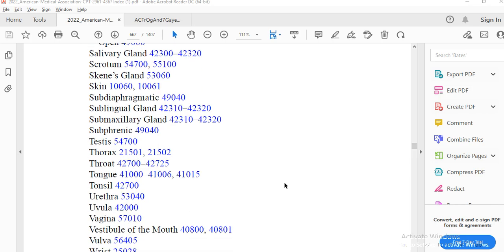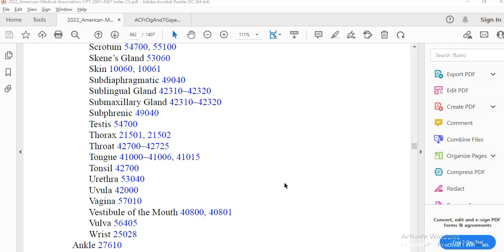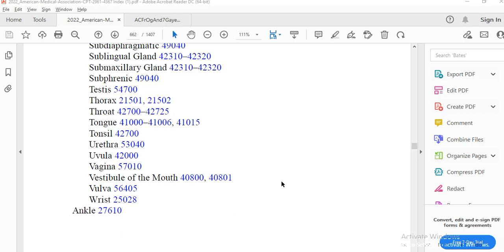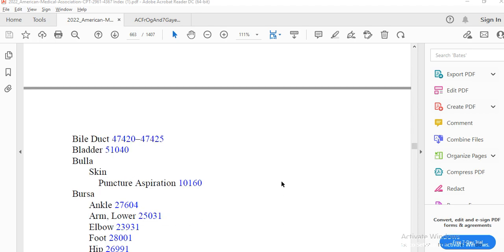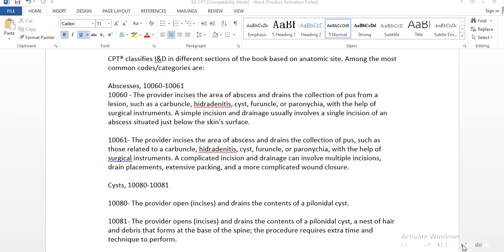Vagina is most important, and uvula, vulva, wrist also sometimes important. Even we have ankle also, bile duct. So we need to check the CPT index to find the exact location. In CPT books, we have two codes for abscess incision and drainage. We will check in the CPT book.